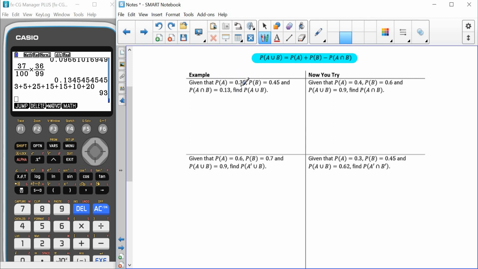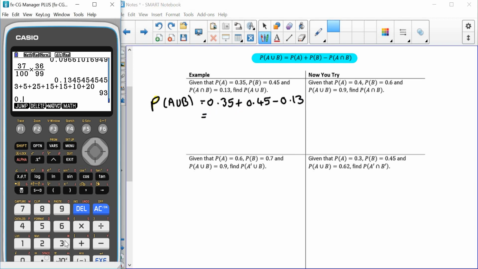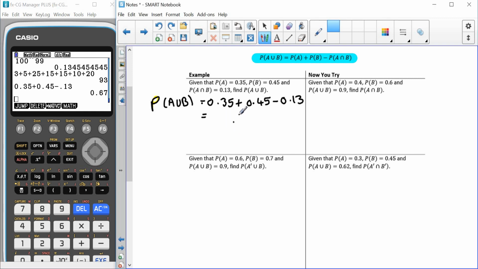Given that the probability of A is 0.35, the probability of B is 0.45, and the probability of A and B is 0.13, find the probability of A or B. So the probability of A or B is going to be 0.35 plus 0.45 minus 0.13, which gives us 0.67.